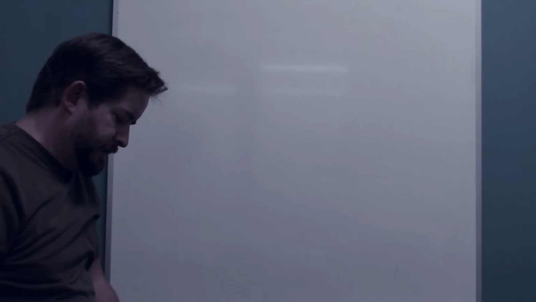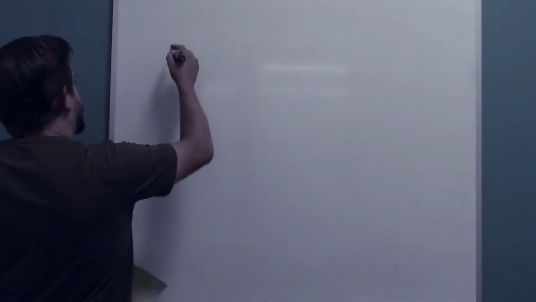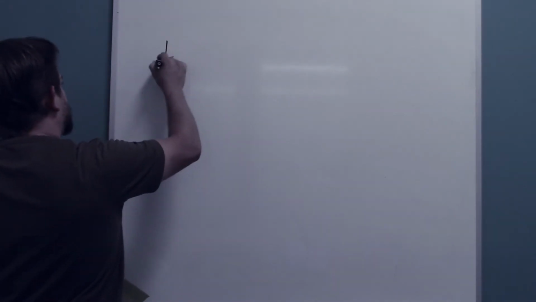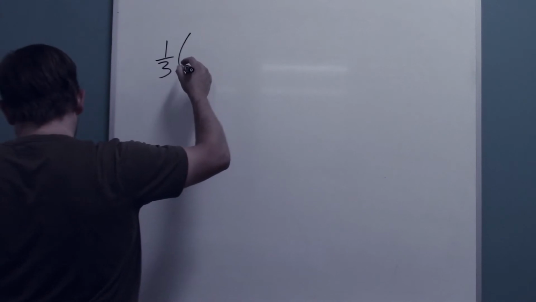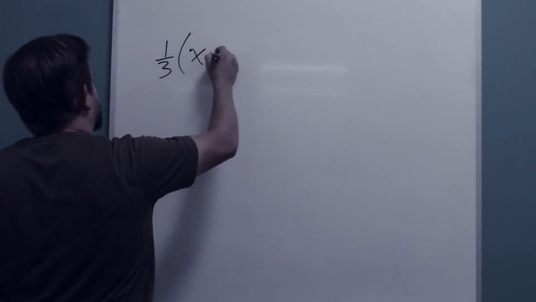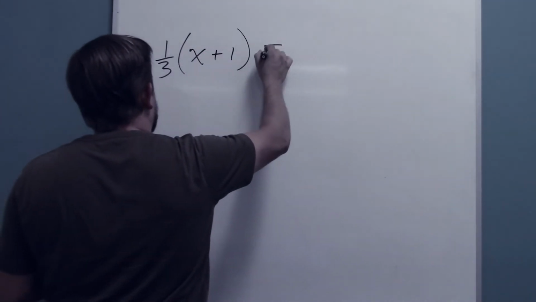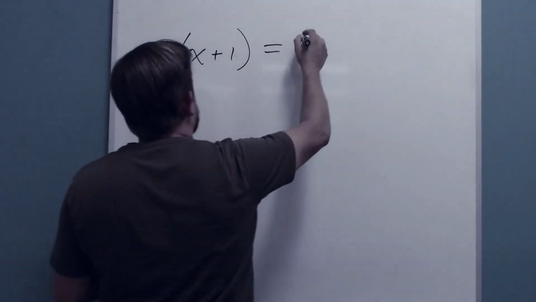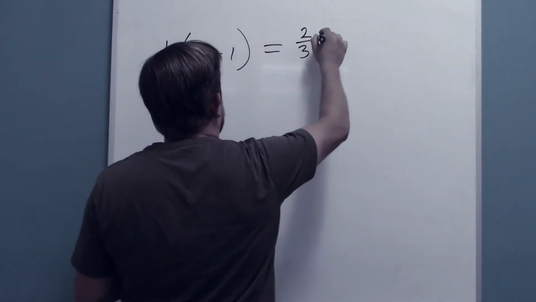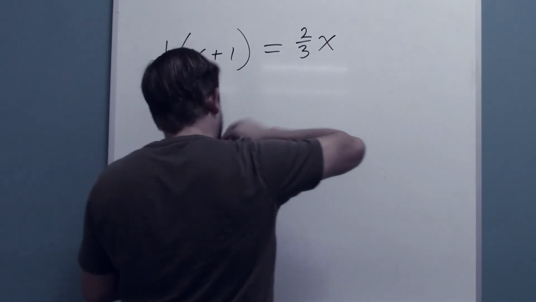Alright, let's take a look at this next one here. The next one, I have a fraction on the outside of a parentheses. 1/3 times x plus 1 is equal to 2/3 x minus 1/9.